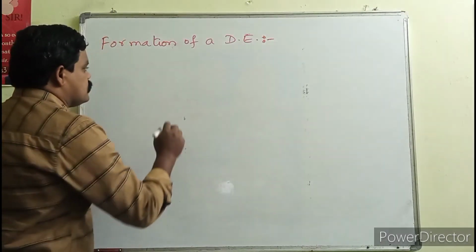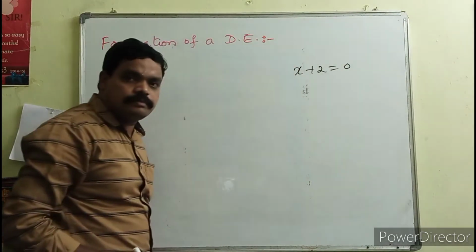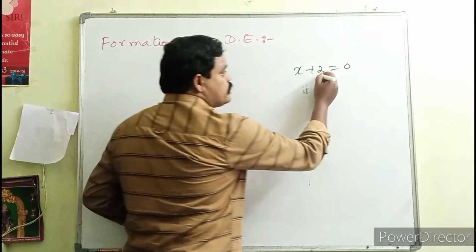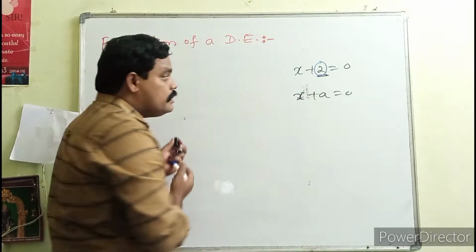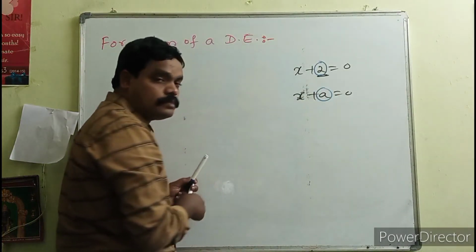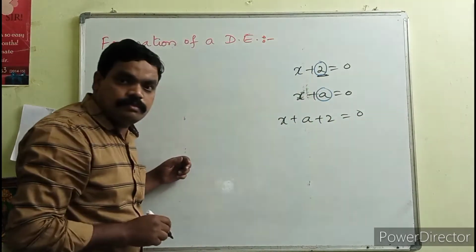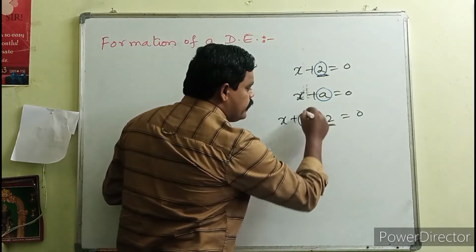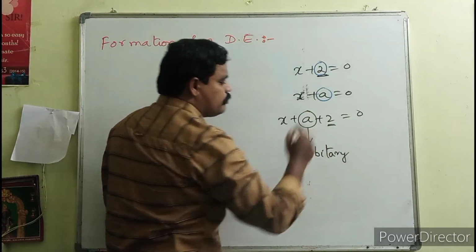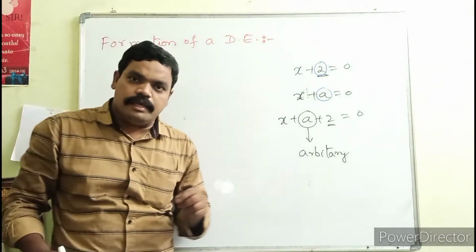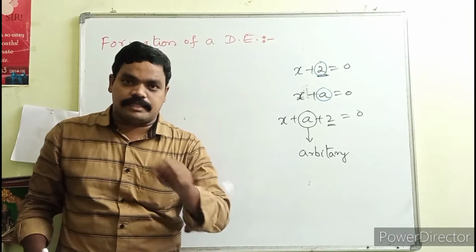See, observe, this is x plus 2 equal to 0. Here 2 is a constant. x plus a equal to 0. Here a is a constant. Next is x plus a plus 2 equal to 0. Here 2 is a constant, a is called an arbitrary constant. Arbitrary constant means it changes the value, depending on the conditions.